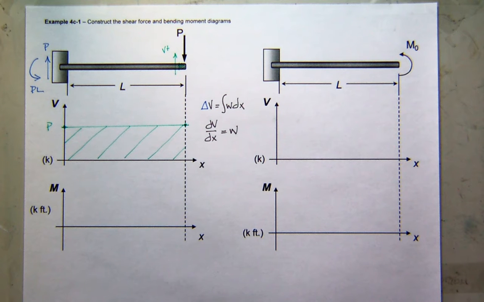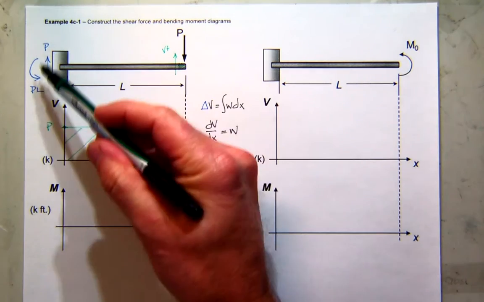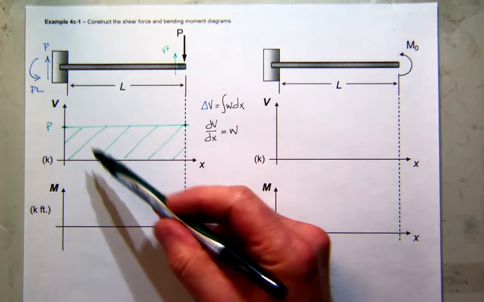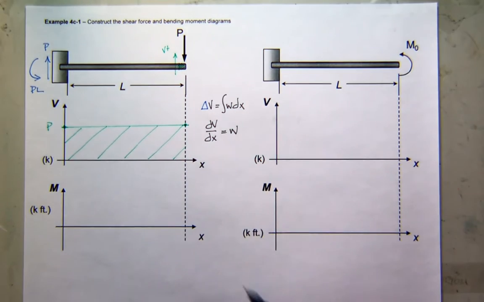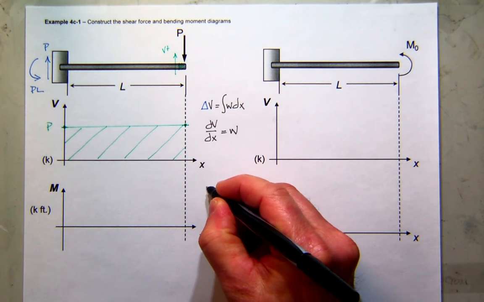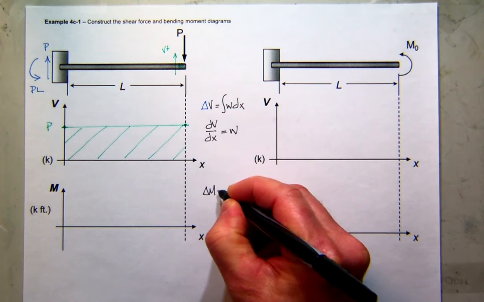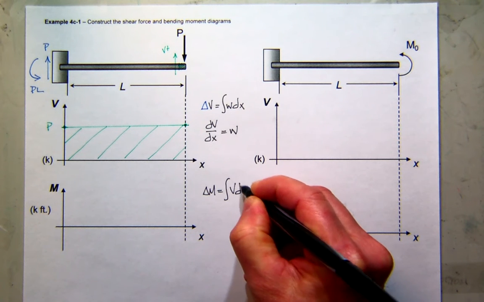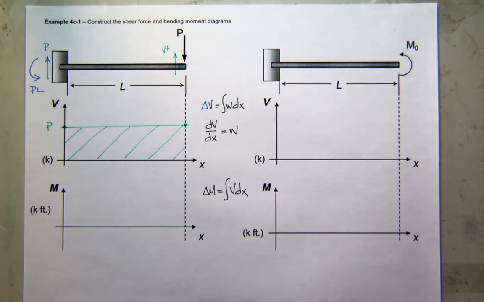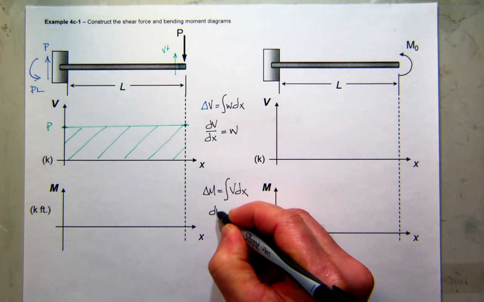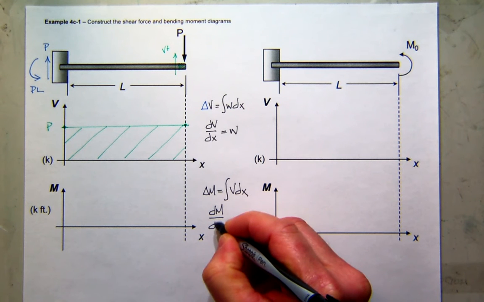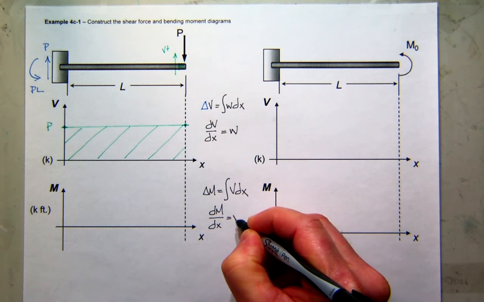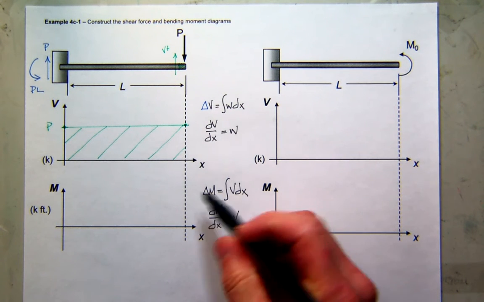Any questions about that? So let's do the moment. So now that we've taken the loading and constructed the shear diagram, we're now going to take the shear diagram and construct the moment. And we're going to know that the change in moment between any 2 points is the area under the corresponding shear diagram, and that the slope of the moment diagram is given by the value of shear. We're going to apply those to this.